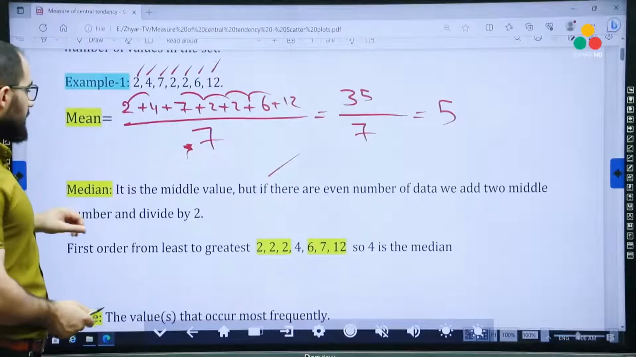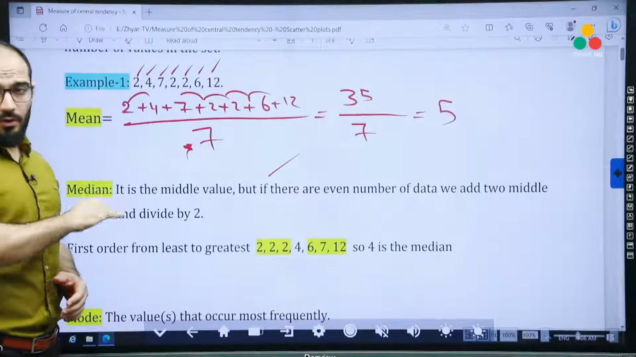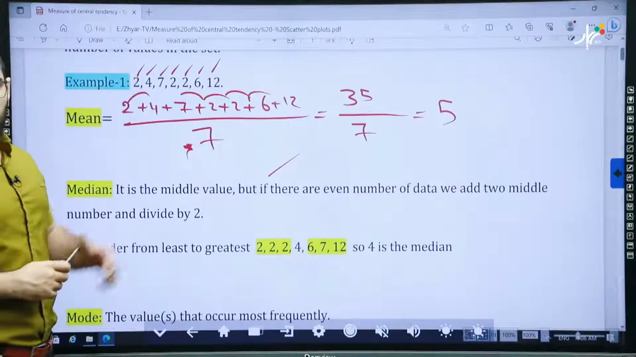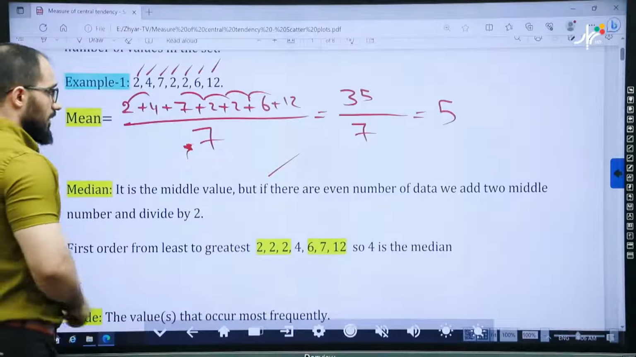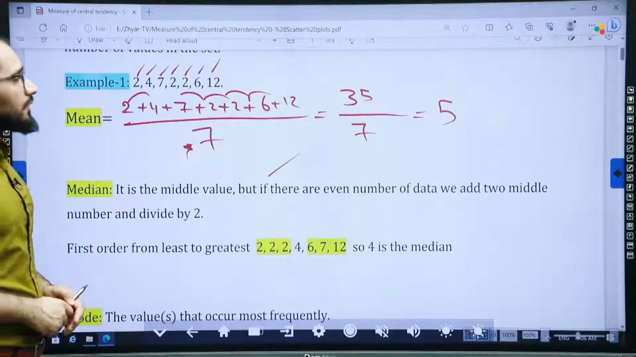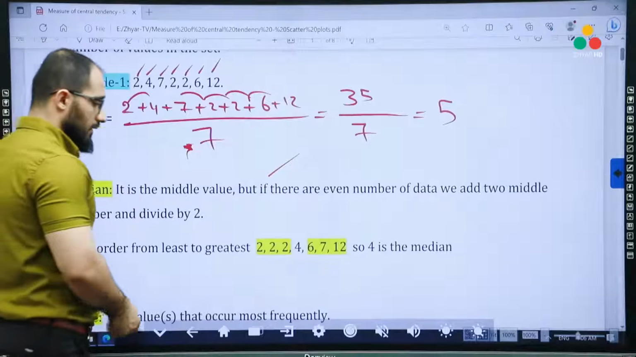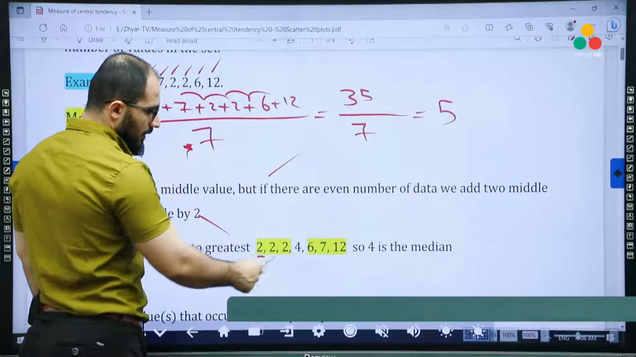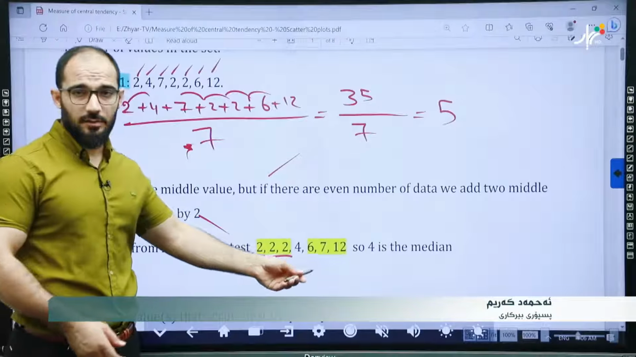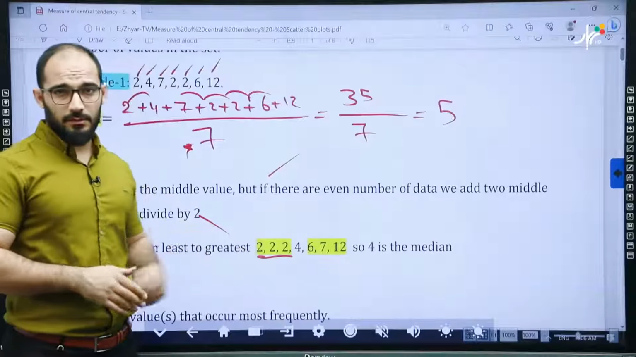Then we have median. Median is the middle of the data. When you order the data from least to greatest or greatest to least, we choose the middle data. For example, we have 2, 4, 7, 2, 2, 6, and 12. First, you have to order it, from least to greatest or greatest to least. There's no difference, but here we have ordered them from least to greatest. Even the repeated data, you have to write all of them. Don't write a repeated number just one time, that's not true.